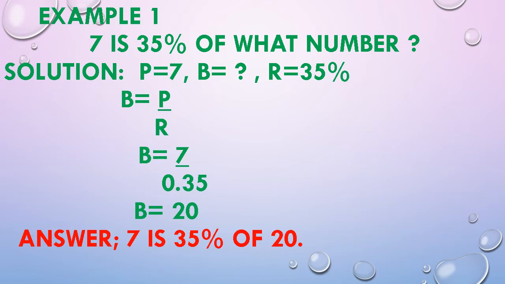B is equal to 7. We are going to substitute the value of P, which is 7. Then the value of rate is 35%. So 7 divided by 35 hundredths. We are going to change 35% to decimal number. So 7 divided by 35 hundredths, the answer is 20. So the base is 20. So the answer is 7 is 35% of 20.